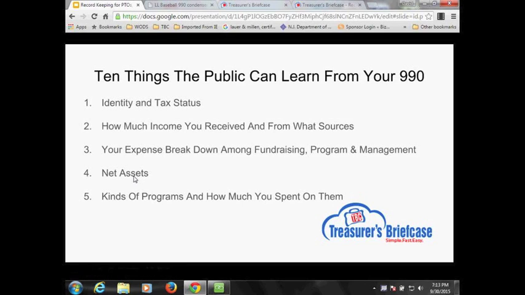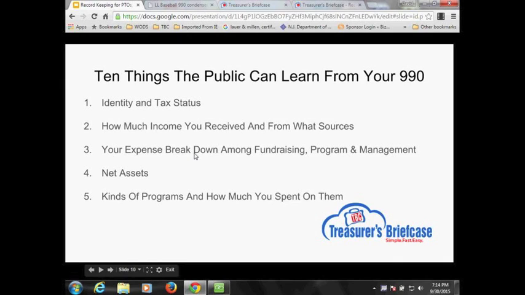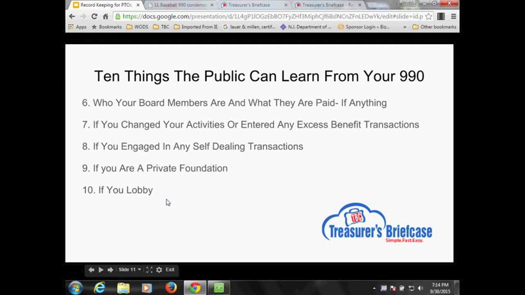So if you properly categorize everything and file a tax return properly, the reader of your organization's return will get a pretty good picture of who you are and how you spent your money. I developed a list of 10 things a typical reader of the 990 would be able to learn just from looking at your 990. They'd be able to figure out your identity and your tax status, whether you're a 501c3, 501c5, 501c7, how much income you received and from what sources, your expense breakdown among fundraising, program, or management expenses, what your net assets were at the end of the year. They'll actually look at descriptions, narratives of the kind of programs and see how much you spent on them during the year. They'll be able to see who the board members are and, in fact, how much they were paid.